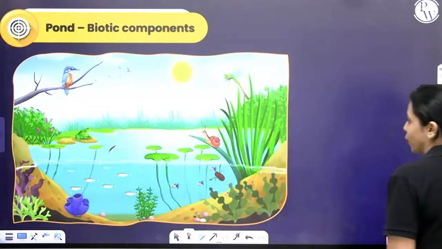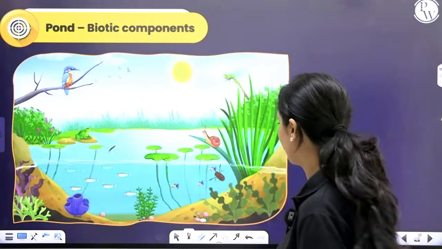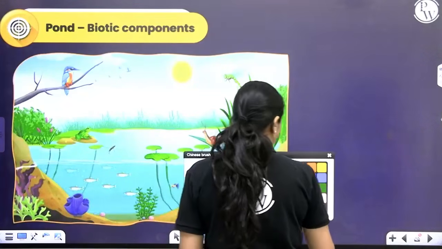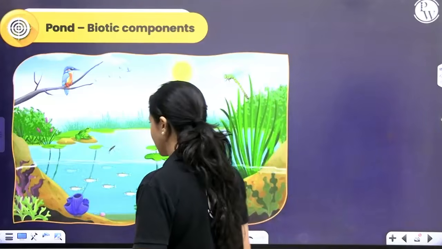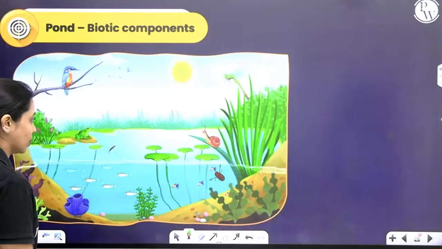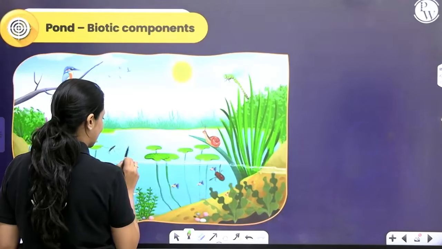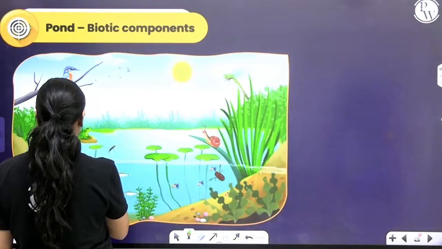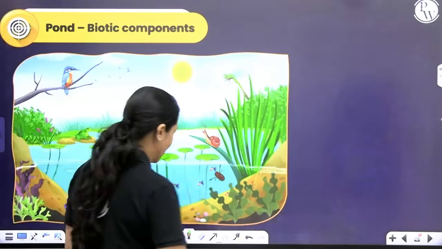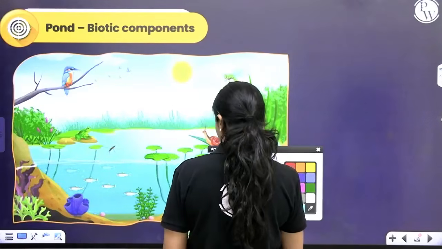Talk about the biotic component. Do you see any producers here? Of course, there are producers. What are these producers? Producers means organisms that are capable of performing photosynthesis and synthesize food. Okay. So you have many different algae and phytoplankton growing on the surface of water, right? So they are considered producers.